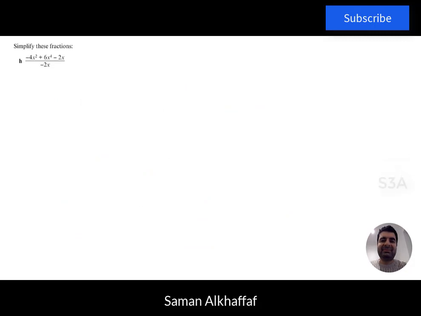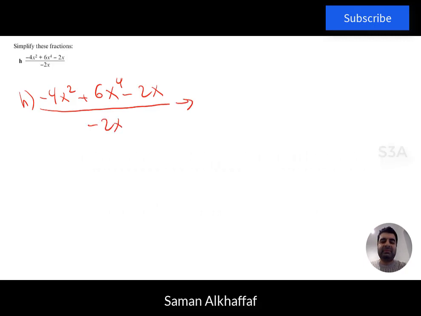In this example, we are asked to simplify the expression shown. So first we will write the expression as minus 4x squared plus 6x to the power 4 minus 2x divided by minus 2x. So first we'll try to separate the terms by dividing them by the common denominator. So that will be minus 4x squared divided by minus 2x plus 6x to the power 4 divided by minus 2x, and then we have minus 2x divided by minus 2x.